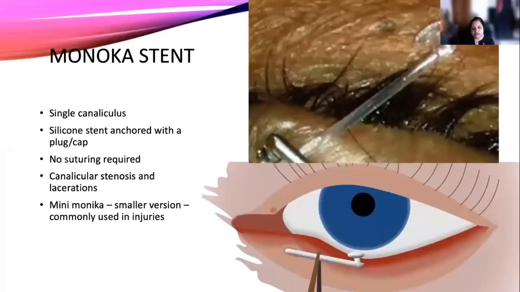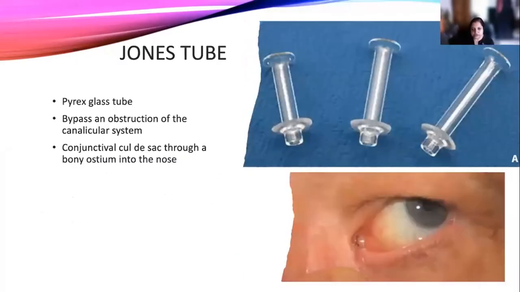The Monoka or the mini Monoka cannulates a single canaliculus. It's a silicone stent with a plug or a cap at one end, so that no suturing is required, and it's self-retaining. It's commonly used after trauma. The mini Monoka is a smaller version of it.